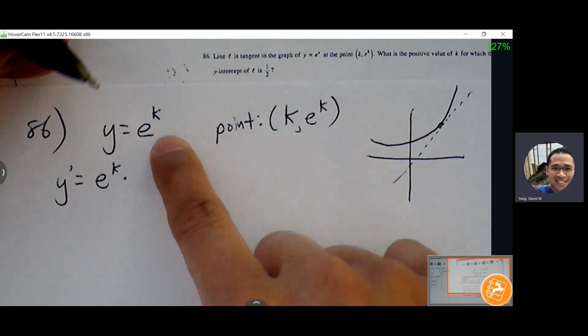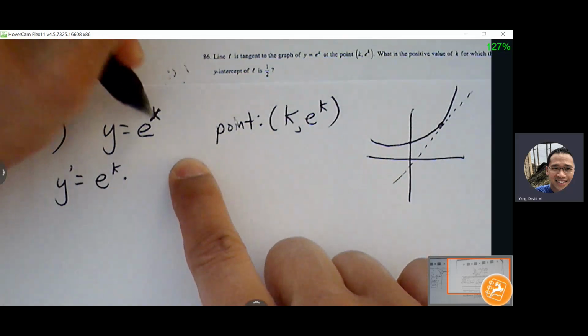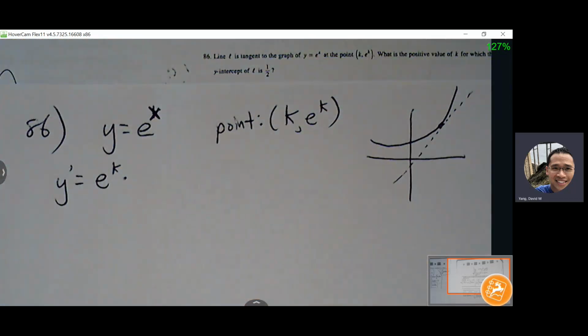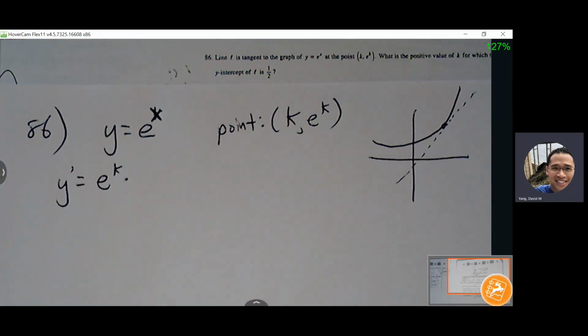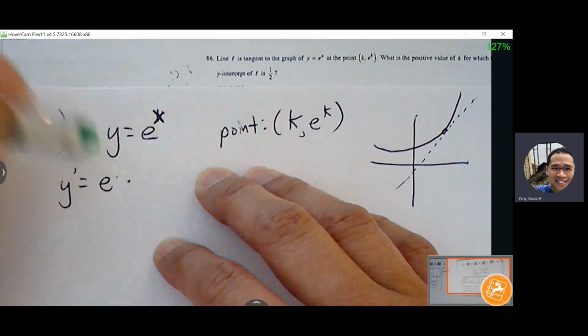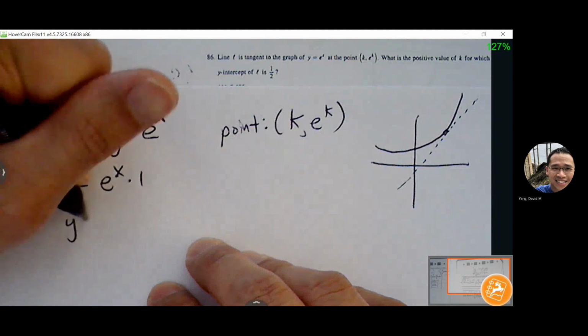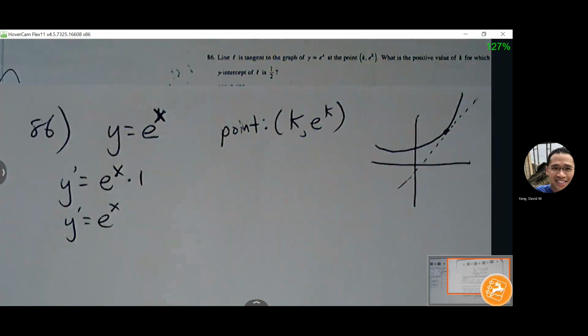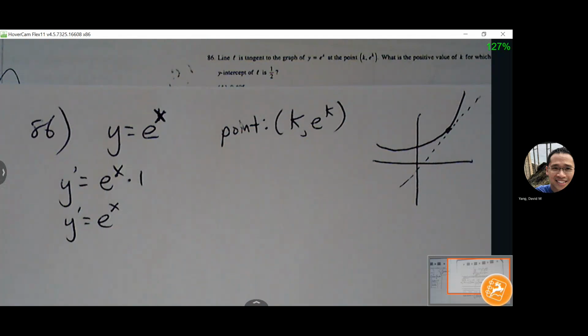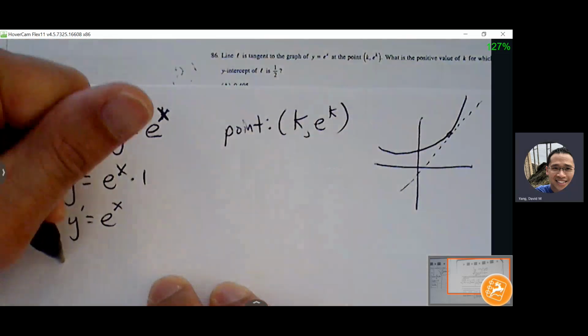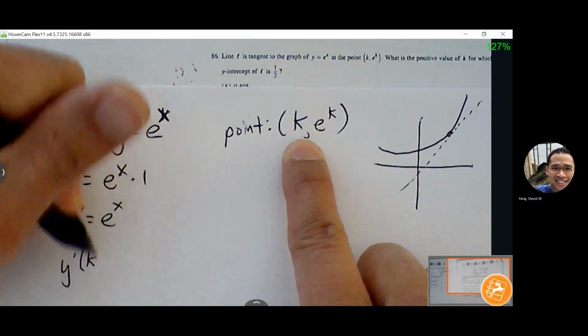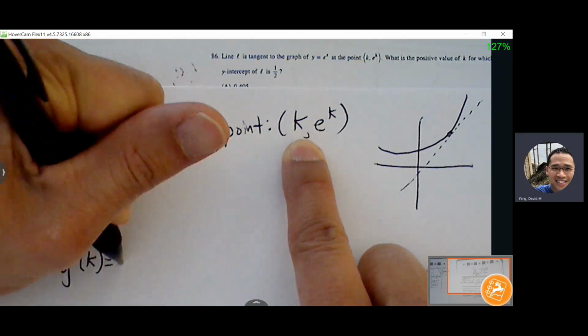I'm sorry, this is my bad. They start off with e to the x, not e to the k. K is a number, but the function's variable is going to be there. So e to the x times 1. Okay, so y prime is e to the x. Then we can find the slope here. Slope is y prime of k. So y prime of k is e to the k.